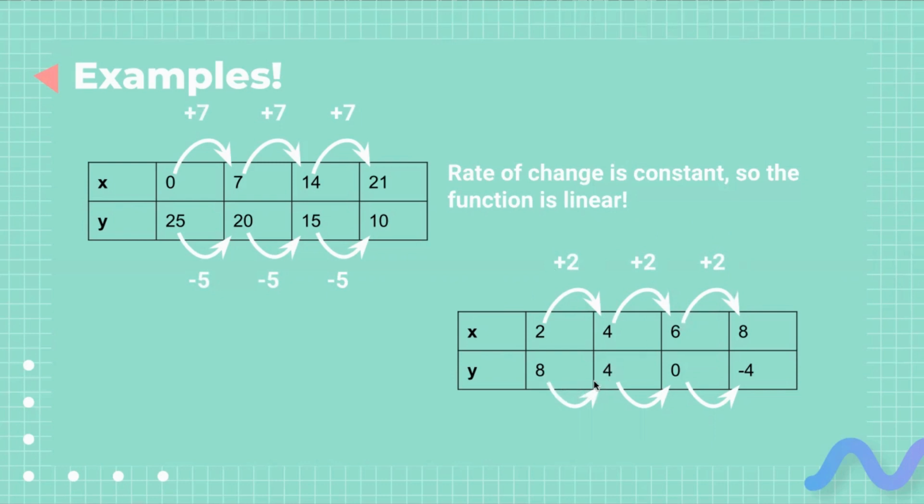As for your y's, you have 8, 4, 0, and negative 4. From 8 to 4, you're subtracting 4. From 4 to 0, you're subtracting 4 again. And from 0 to negative 4, you're subtracting 4 once more. Again, your y values are constant, as are your x's. So as long as your rate of change is constant, your function is going to be linear.